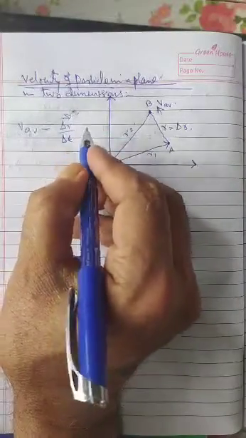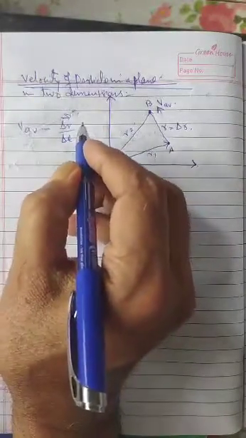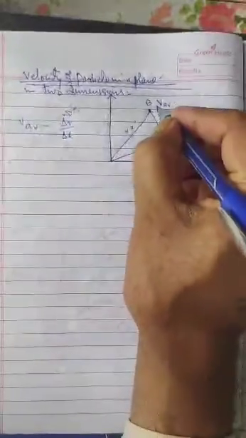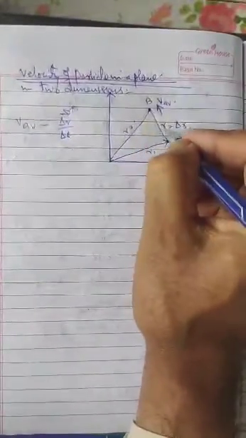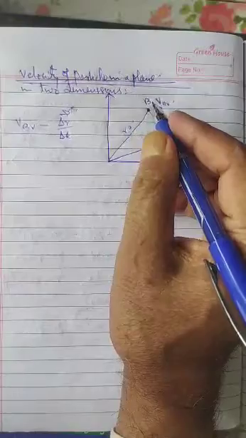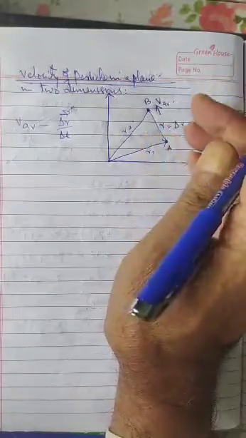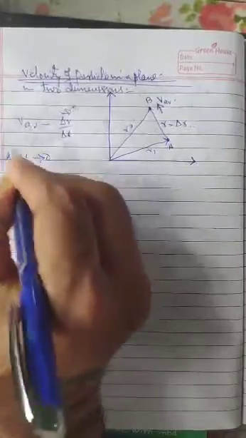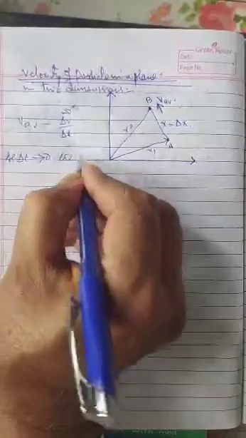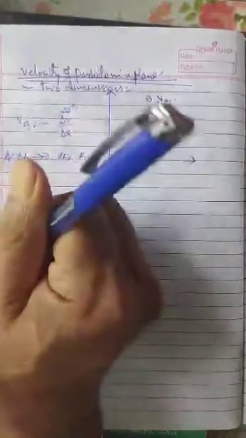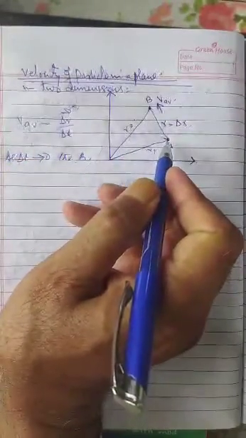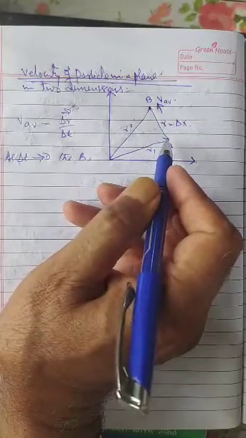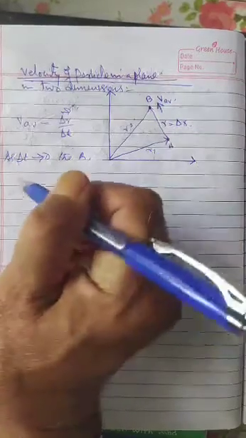The direction of this average velocity is in the direction of the displacement. It is moving from A to B, so the direction will also be from A to B. As del t approaches 0, the point B will approach towards point A.